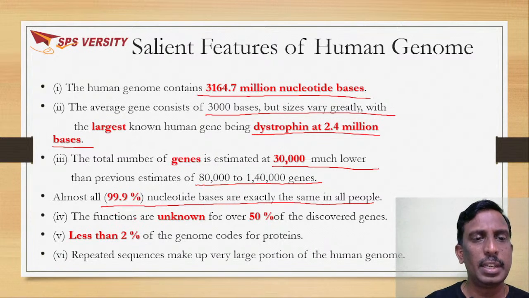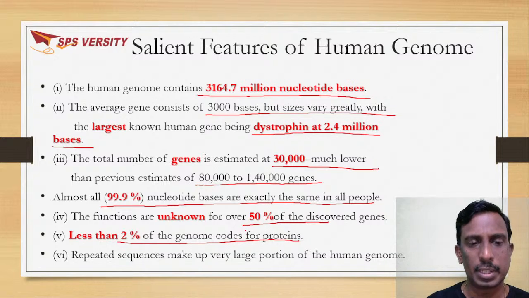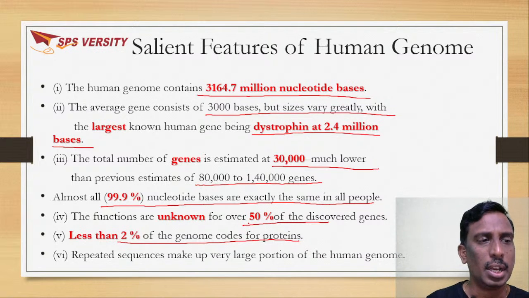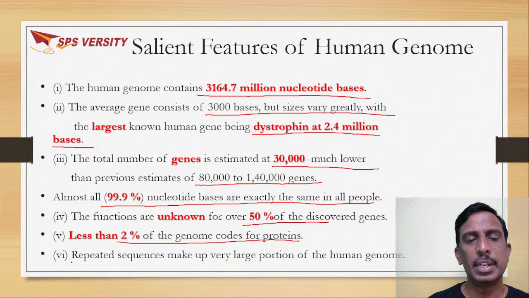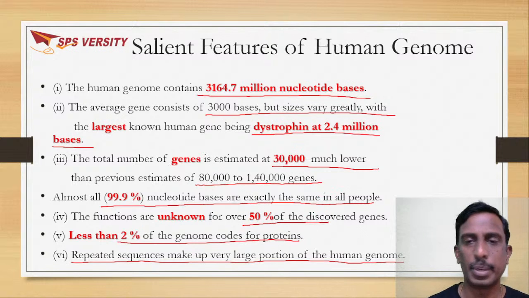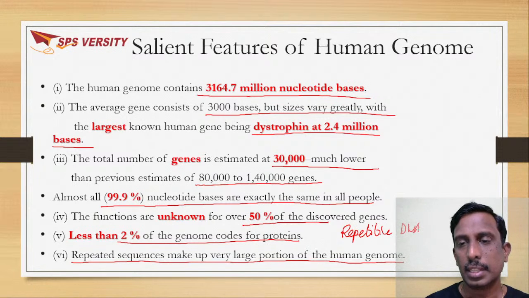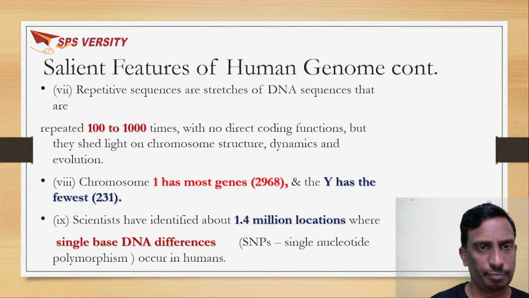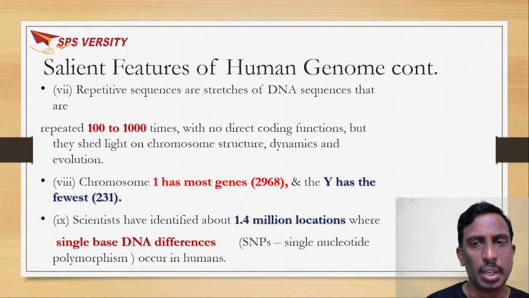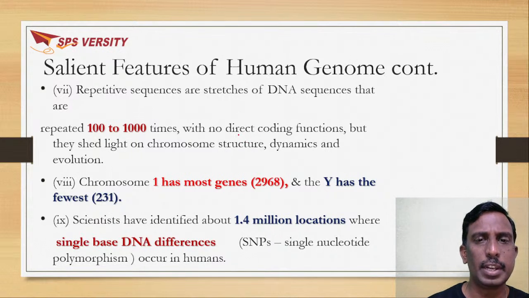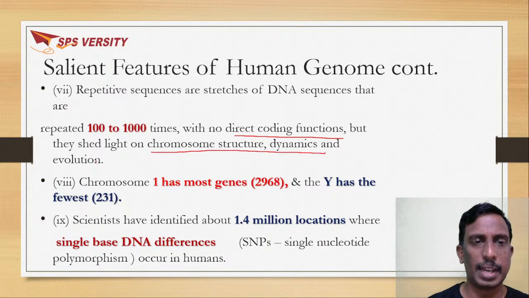And the next important thing is that the function of 50% of DNA is unknown, and less than 2% of genes code for proteins. That means only 2% is functional. Whatever genome is present consists of a large number of repeated sequences, which is called repetitive DNA. So most of the DNA present is repetitive DNA. These repetitive DNA sequences do not have any coding function, but they reflect on the chromosome structure, dynamics, and evolution.